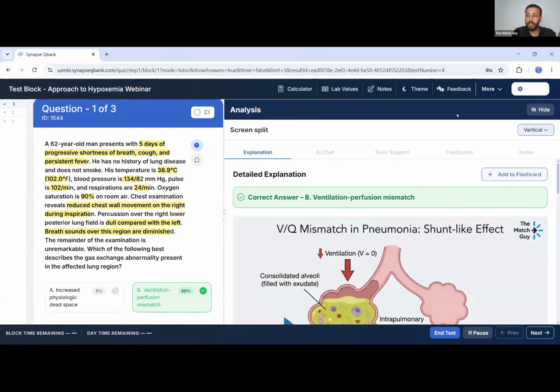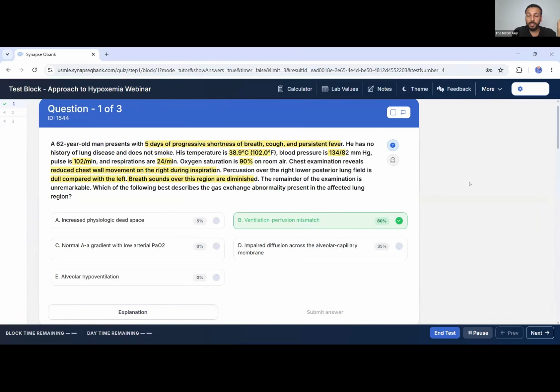Most of you got it right, guys. Amazing. So let's break this down. Why does this patient have pneumonia? First of all, this patient has shortness of breath, cough, and persistent fever, all acute symptoms. Whenever you have fever plus cough in an acute setting, you should think of two things: either bronchitis or pneumonia. How are we going to differentiate? By examination and chest X-ray.